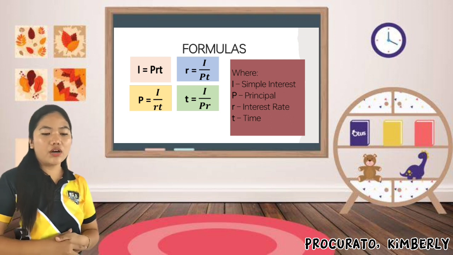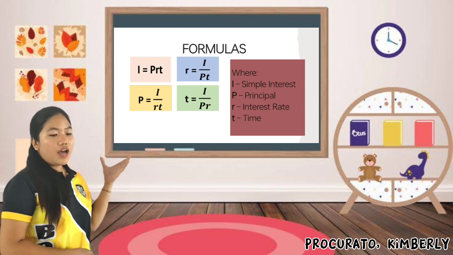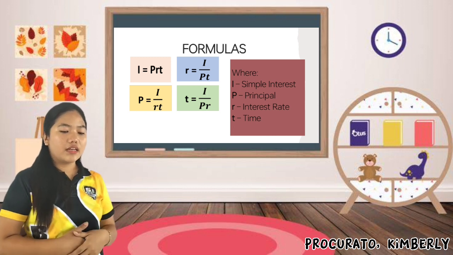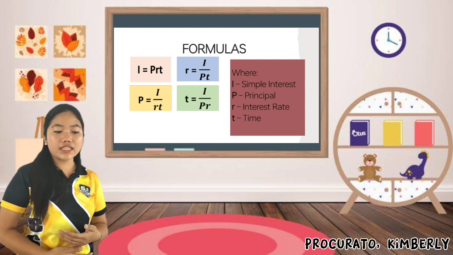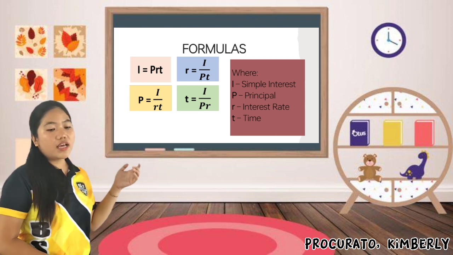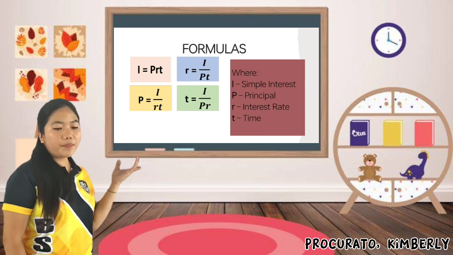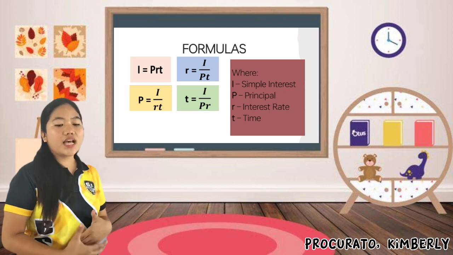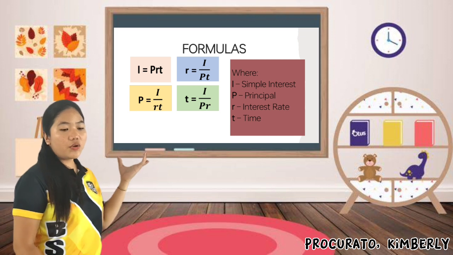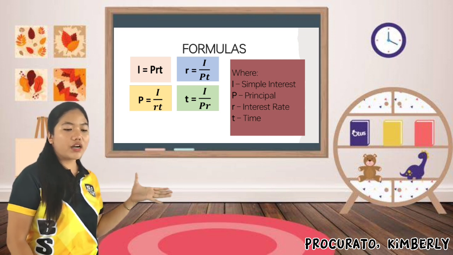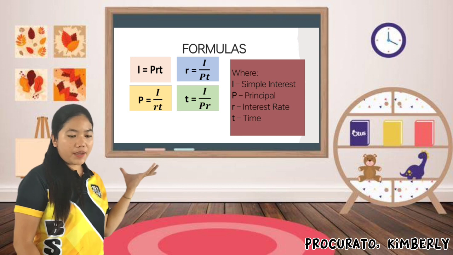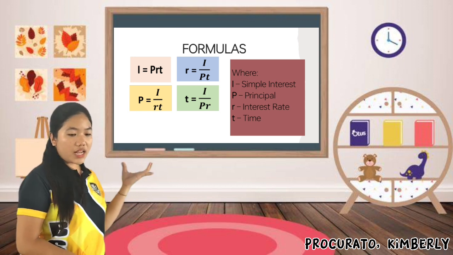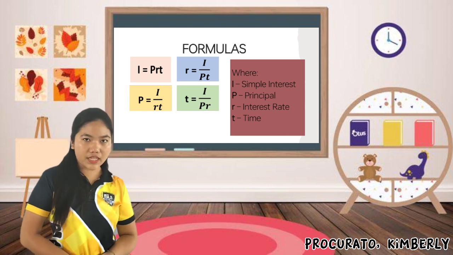So the formula of simple interest is I equals principal times rate times T. Then the formula for the interest rate is R equals interest over principal times time. Then to get the principal, P equals interest over rate times time. Then the formula for time is T equals interest over principal times rate.